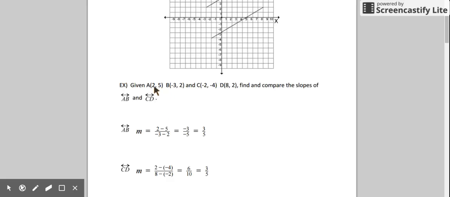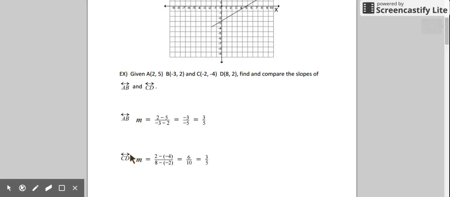So to find the slope between 2 points, we subtract the y values on top and subtract the x values on the bottom in the same order. So 2 minus 5 is -3. -3 minus 2 is -5. And a negative divided by a negative simplifies to a +3/5.